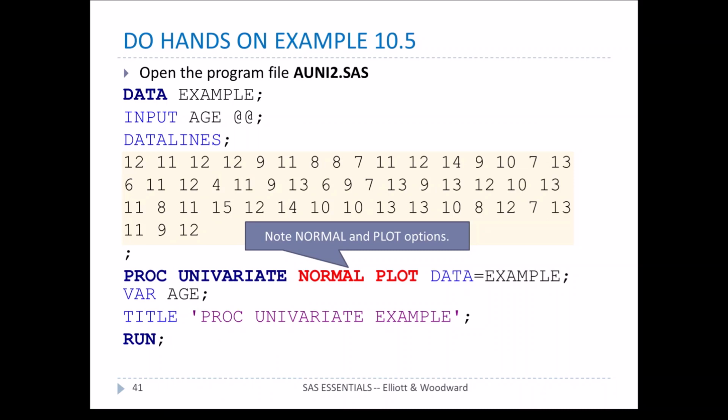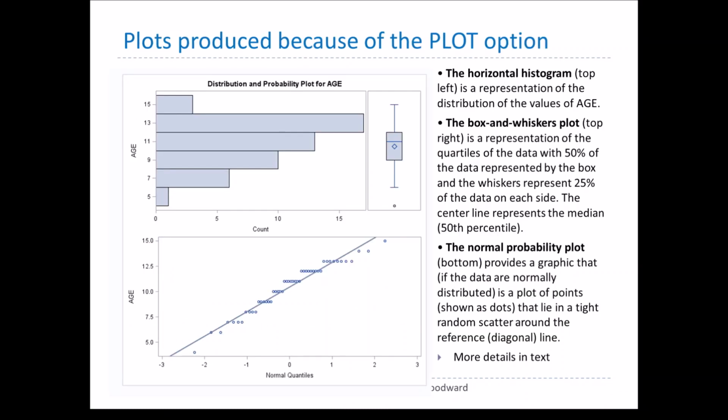All right, so let's take a look at that example. Here's example 10.5. Open up the file called auni2.sas, and this is basically the same 50 values we saw earlier, where we have PROC UNIVARIATE and then the options NORMAL and PLOT. And we see here some of the output. Here we have a horizontal histogram, and with it on the right-hand side is a box and whiskers plot. If the data are normally distributed, we'd expect the tails to be about equal and the little diamond in the middle to coincide with the bar across, which is the mean and the median.